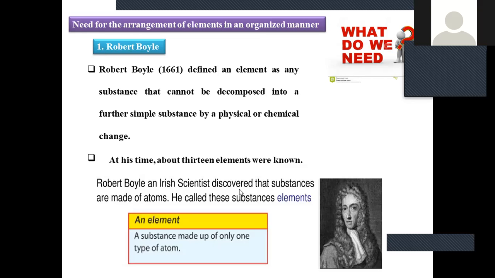So here Robert Boyle, the Irish scientist, discovered that substances are made up of atoms. He called these atoms an element.